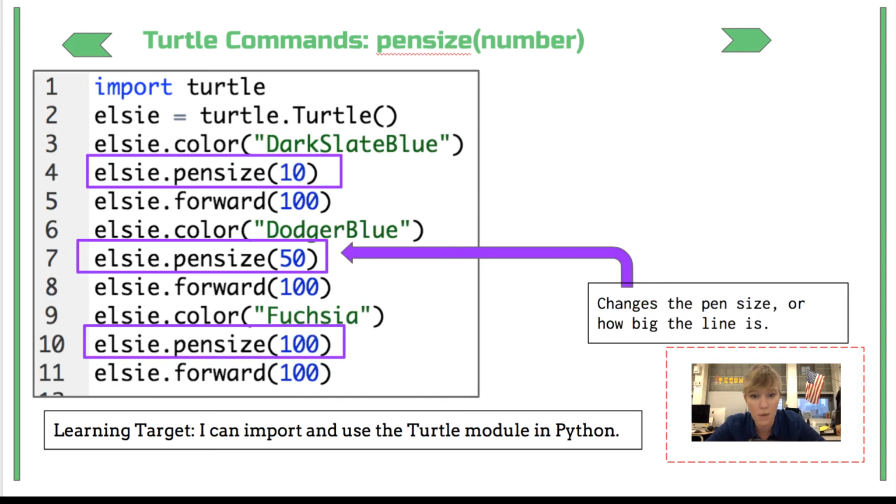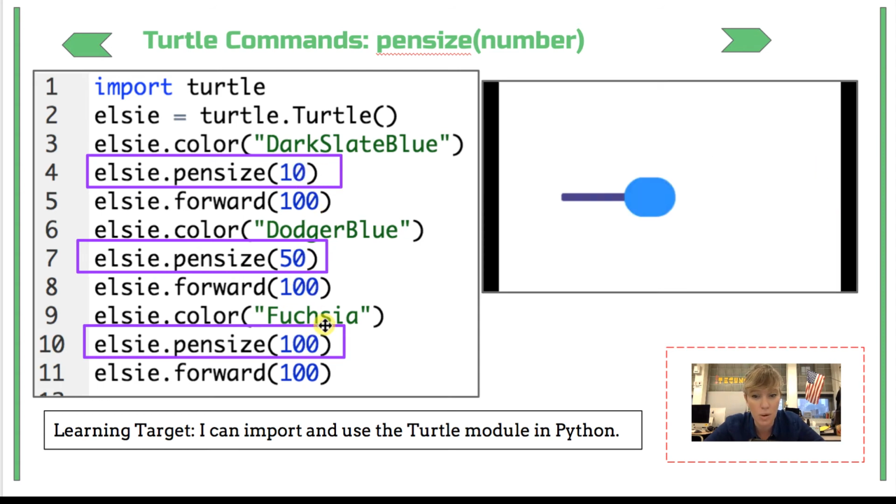Okay. Another thing that I want to go through is how to change the pen size. So you use a method called pensize, and then you put in numbers here. Now what those numbers represent is how many times bigger it is from the standard pen size. So 10 means it's 10 times bigger, 50 means it's 50 times wider or bigger, and 100 means it's 100 times wider or bigger. So here I just made a little GIF where I changed the color so you could see dark slate blue is the 10 size, Dodger blue is the 50, and fuchsia is the 100.